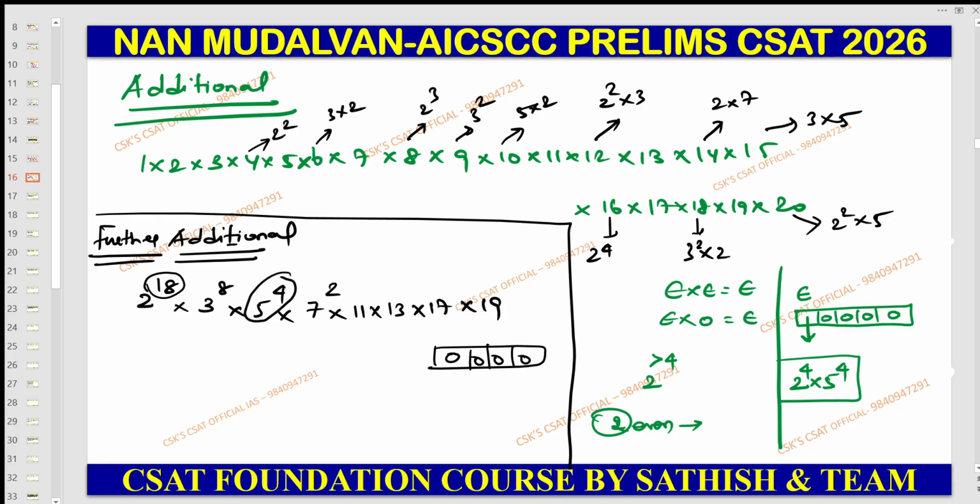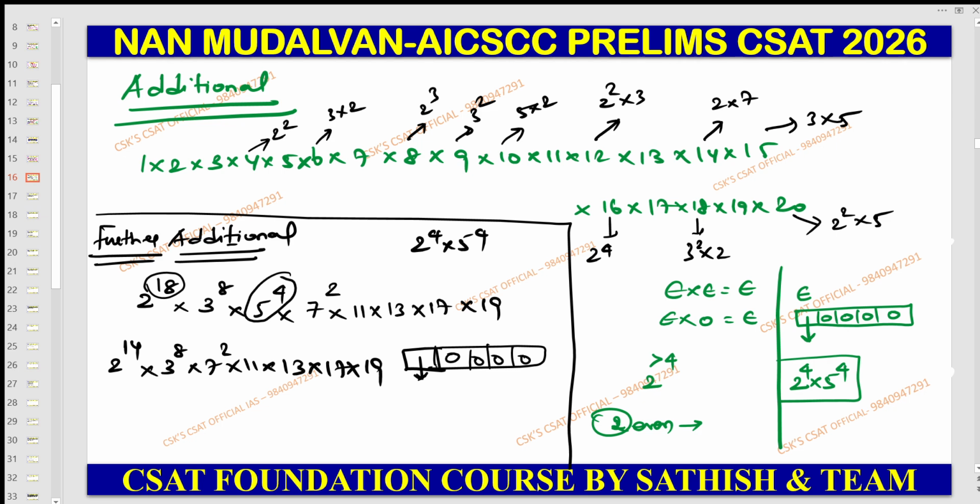At the end, 4 zeros over. If you remove that 2 power 4 into 5 power 4, what would happen here? 2 power 14 will be there. 2 power 14, 3 power 8, 7 square, 11, 13, 17 and 19. So now what you have to find out here? This place is going to be the digit, which means a single digit, which means a unit digit, right?